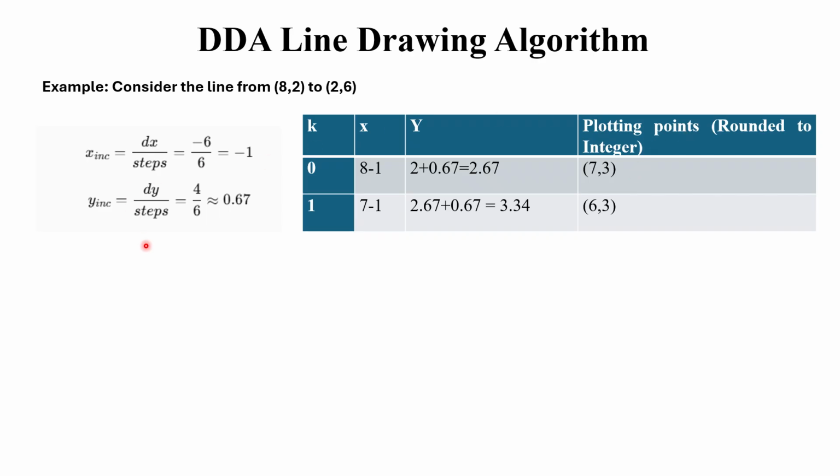In the next step, this value of x and y should be considered and not the rounded off value. So 8 minus 1 is 7, so that 7 is considered here, and this 2.67 is considered here. So 7 again minus 1 will be 6 and 2.67 plus 0.67 will be 3.34. When you round off this, you will get only 3. So the next intermediate point is 6, 3.